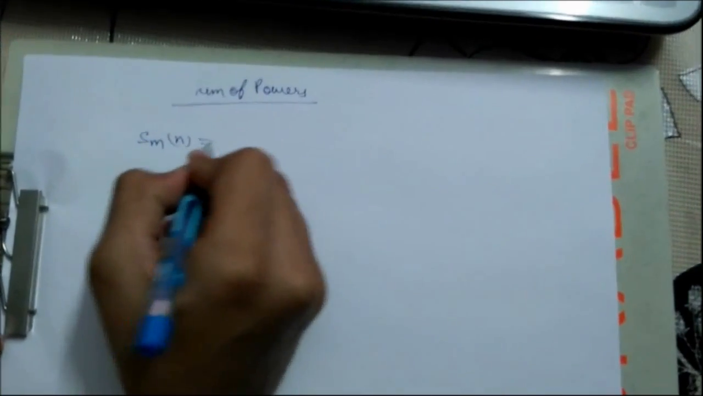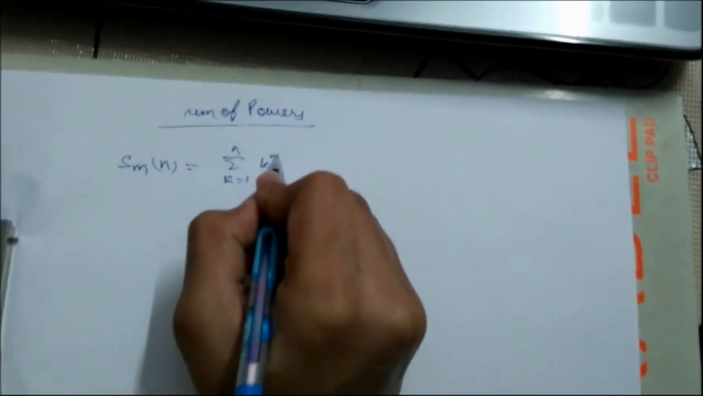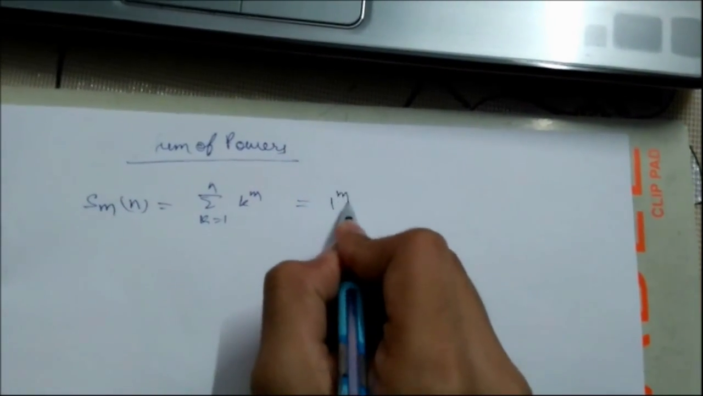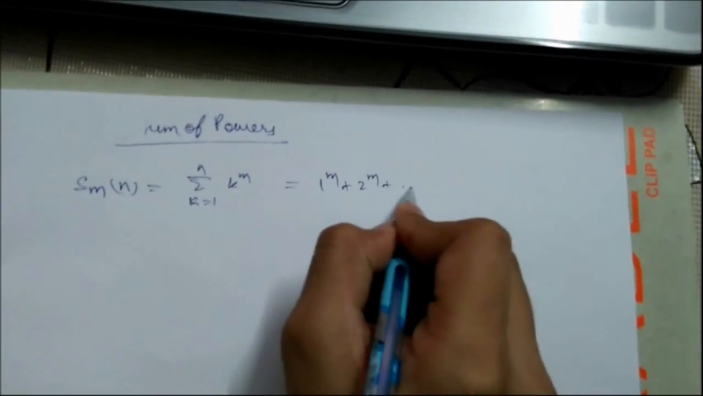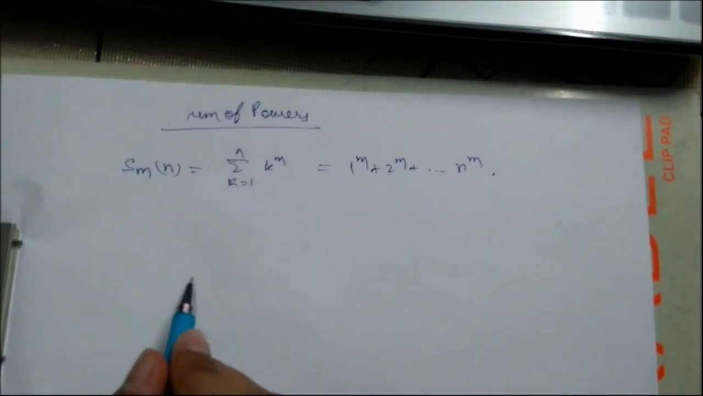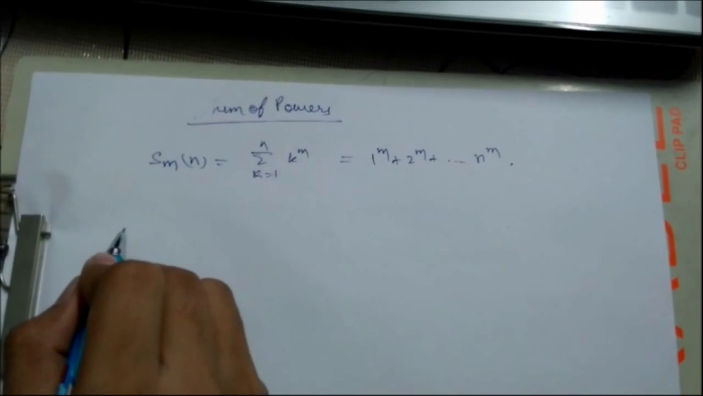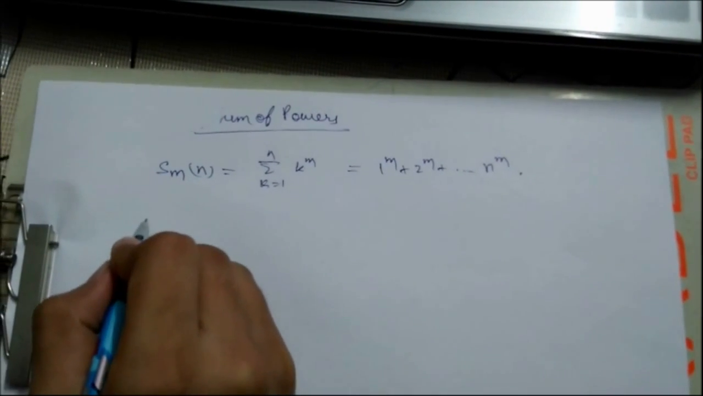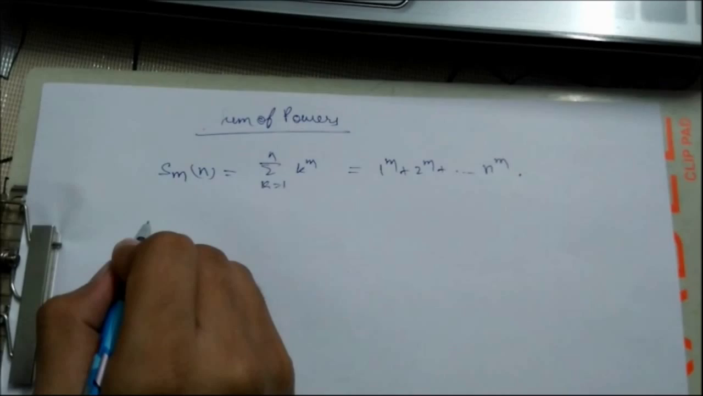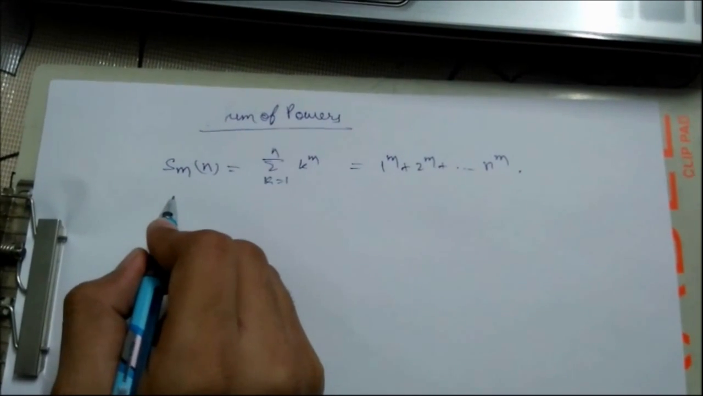to describe Sm of n as sigma of n to 1. This means 1 to the power m plus 2 to the power m till n to the power m. So the Bernoulli numbers give us a solution that we can rewrite as a polynomial in n of degree m plus 1. The coefficients of these polynomials are related to Bernoulli numbers by the Bernoulli formula.